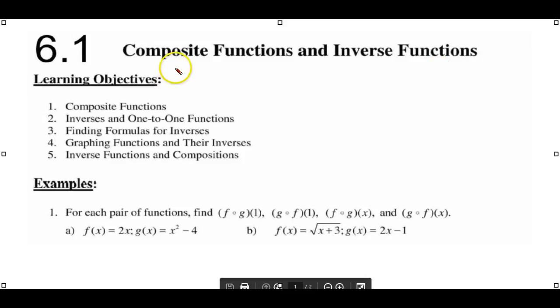Alright, so we're going to deal with what is called composite functions, and then later inverse functions. So there'll be background you'll need to be familiar with, and there are some special symbols that we'll be using. So let's go on to an example.